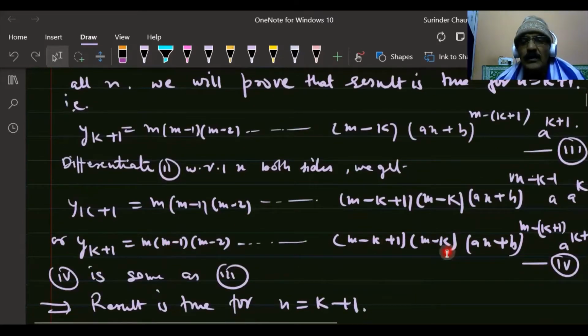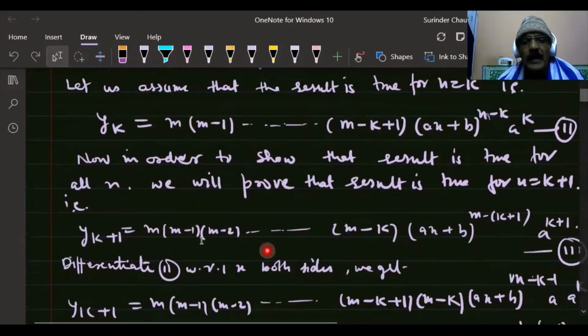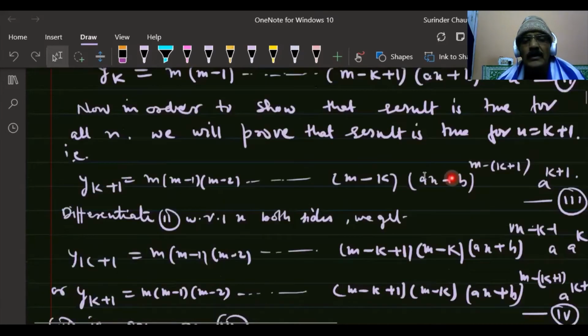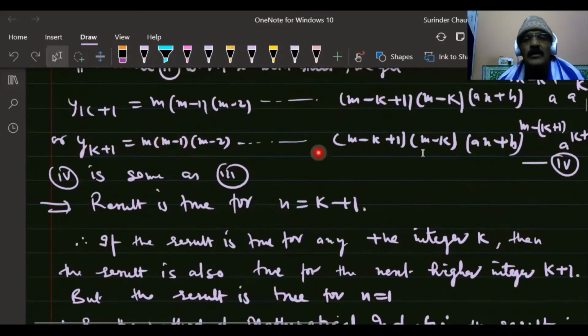Now standardize it. What will this become? It is equal to m into (m-1) up to (m-k), into (ax + b) to the power m minus (k+1). Now replace n by k plus 1 here and you get the same result. So the result is true for n equal to k plus 1.